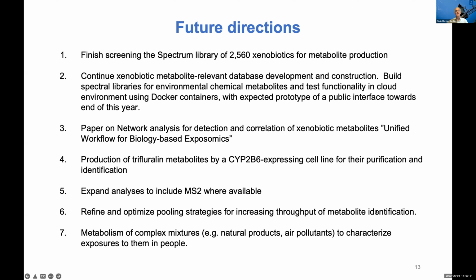You know, is 6 the limit? Is 12 the limit? Is 24? We don't know. And we also plan to work on metabolism of complex mixtures such as natural products and air pollutants to characterize their exposures in people.